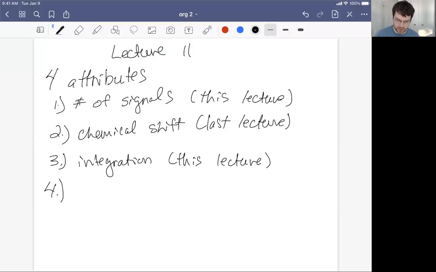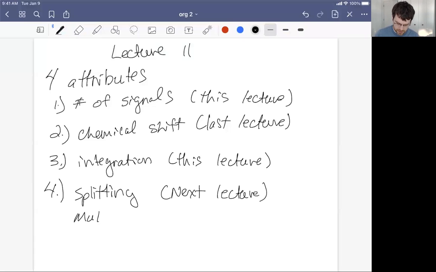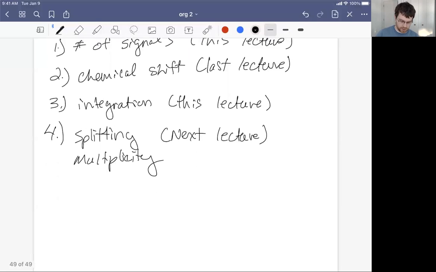Okay, and I suppose I should throw in the confirmation lecture. So this is splitting. No, we'll do splitting next lecture. Splitting is also called multiplicity. So this is sort of, as I said, a table of contents, the four attributes of NMR data. As you're trying to understand, inspect, and gain insight from NMR data, this is what you're going to be sifting through and searching for.